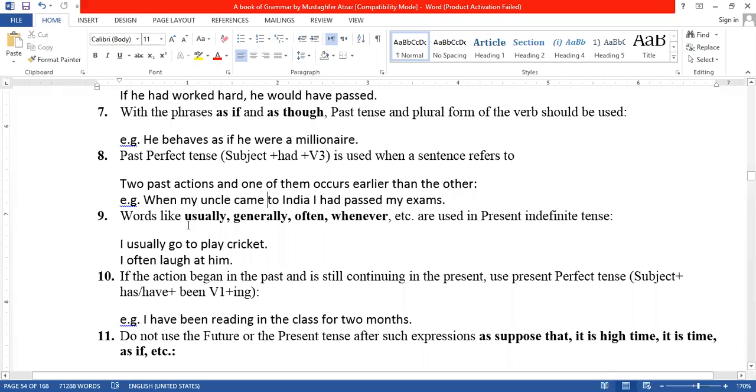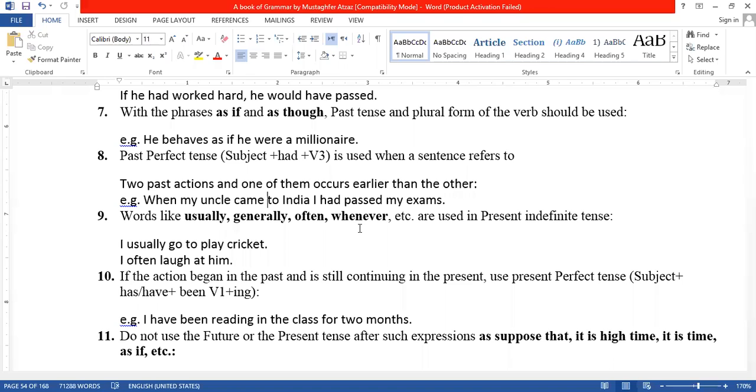So okay, words like usually, generally, often, whenever, etc. are used in present indefinite tense. Why are they used in present indefinite? Let me introduce present indefinite. Present indefinite is used whenever you observe an action that happens frequently. Maybe it can be a habit of somebody, it can be the routine of a geographical place. For example, I say it rains here often. It often rains here. Now everybody knows that this is the routine of this geographical location, so I'm using present indefinite.